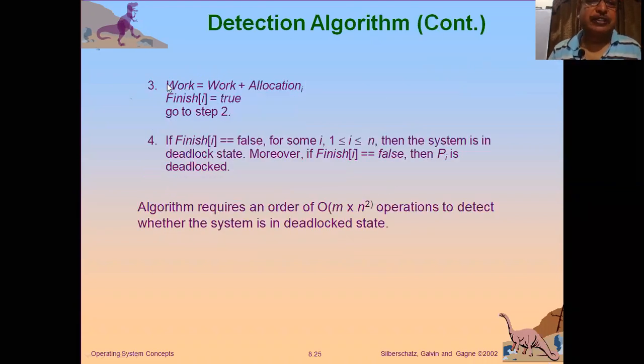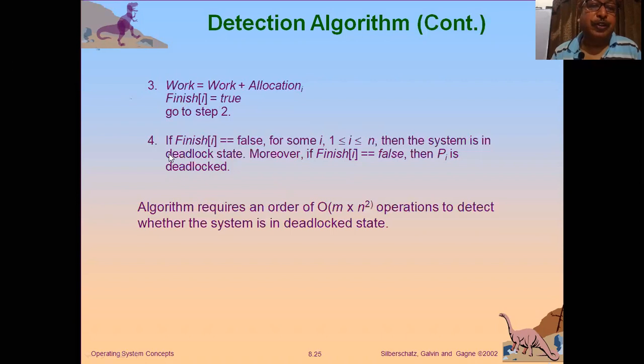Now, if we find such an i for which the Request is less than or equal to Work, we assume that the request will be satisfied by the operating system, and whatever resources were previously allocated to that process will also be returned back to the operating system, and that process will be finished out of the system.